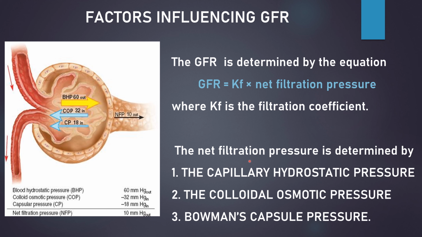The net filtration pressure is determined by 3 factors. Number 1, please have a look at the diagram, it's shown clearly. See this one. This is the capillary hydrostatic pressure. The second factor affecting net filtration pressure is the colloidal osmotic pressure. And the third one is Bowman's capsule pressure. We will go into detail about these 3 different types of pressure in the coming slides.